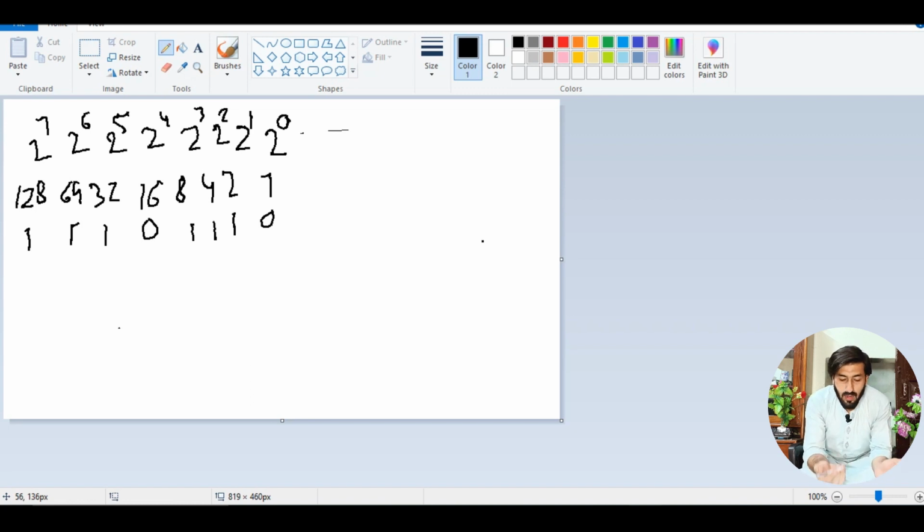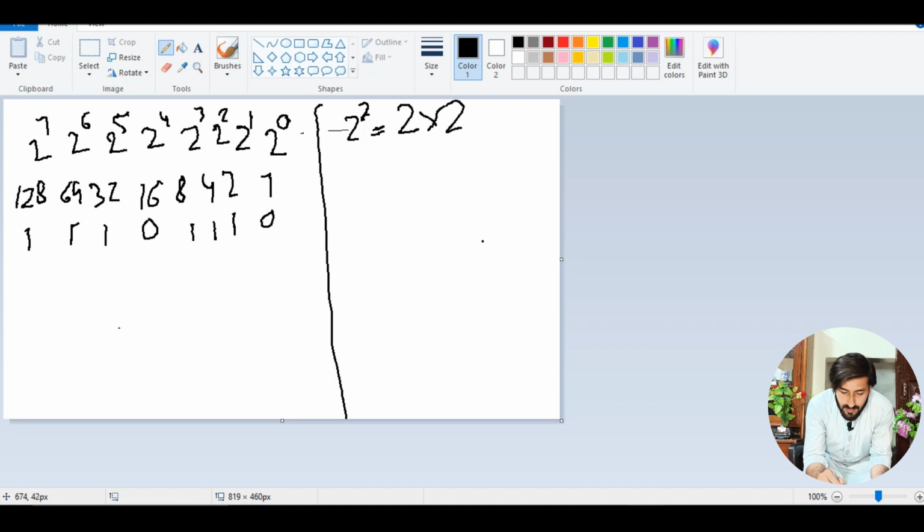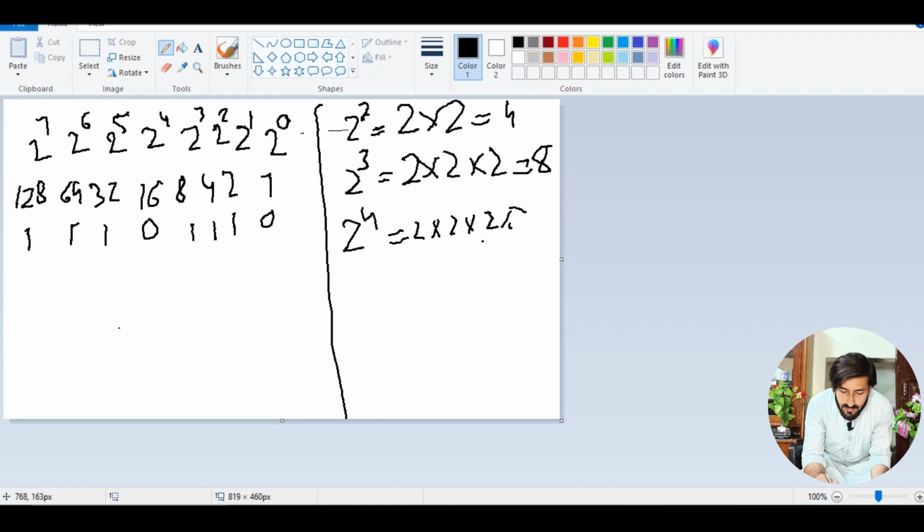If you want to know how we found out these values, anything raised to the power means multiply that by itself. 2 raised to the power 0 will always be 1. 2 raised to the power 1 is 2. 2 raised to the power 2 means multiply 2 by itself 2 times, right? And this becomes 4. 2 raised to the power 3 means multiply 2 by itself 3 times, that is equal to 8. 2 raised to the power 4 means multiply 2 by itself. Now you know the answer, which is 16. See, that's how I am finding the answer to these headings.